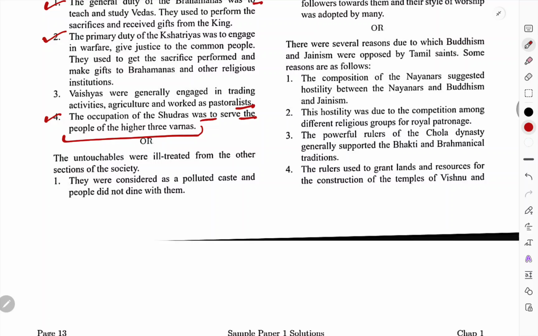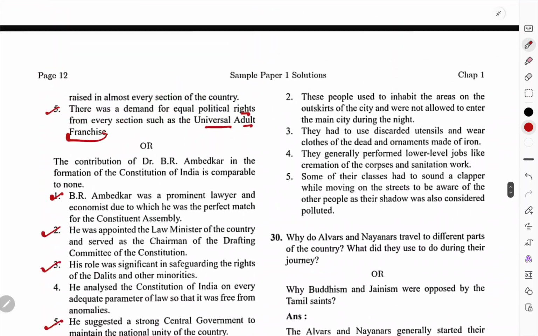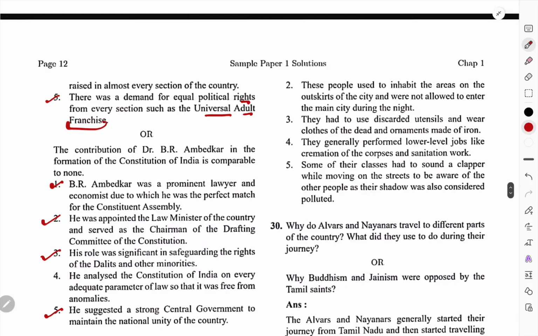The untouchables were ill-treated by the other sections of the society. They were considered a polluted caste and people did not dine with them. These people used to inhabit the areas on the outskirts of the city and were not allowed to enter the main city during the night. They had to use discarded utensils, wear clothes of the dead, and ornaments made of iron. They generally performed lower-level jobs like cremation of corpses and sanitation work.